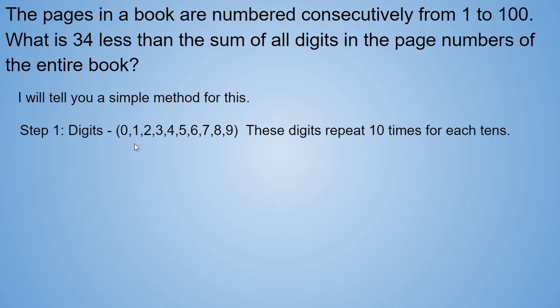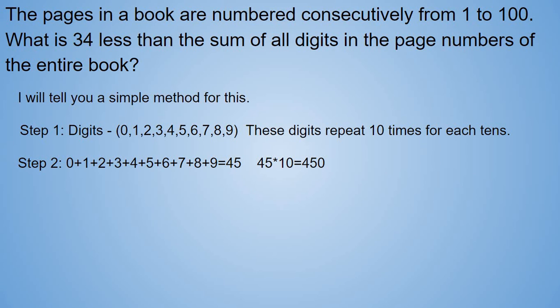So now we know that all these numbers repeat 10 times for each 10. All we have to do is add all these numbers up, which is 45, and multiply it by 10 since it's repeating 10 times, which is 450. But we're not done just yet. Sorry, we only figured out the sum of digits in the ones digit, not in the tens digit yet.